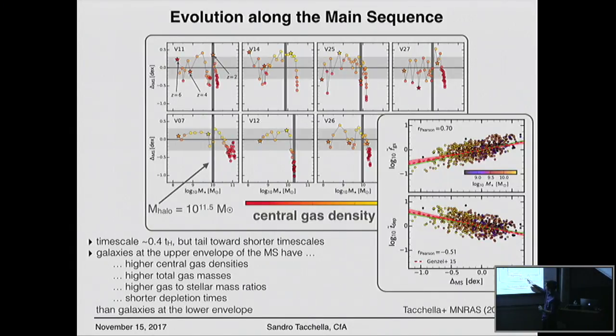And this is what I show you here. This is the gas to stellar mass ratio and depletion time as a function of the distance from the main sequence, along this axis. We find shorter depletion times and higher gas to stellar mass ratios for galaxies at the upper envelope of the main sequence. The red dashed line shows what observations give us, and it seems to reproduce what we see in the simulations very well.